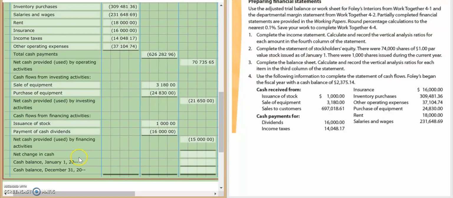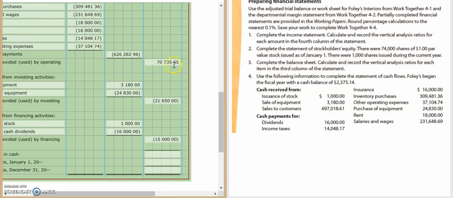And so now what we need to start looking at is what is our net change in cash. So what we do is we take a positive 70,000, a negative 21, and a negative 15, and we do end up with a positive number. It ends up being $34,085.65.